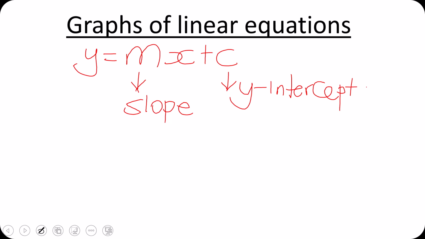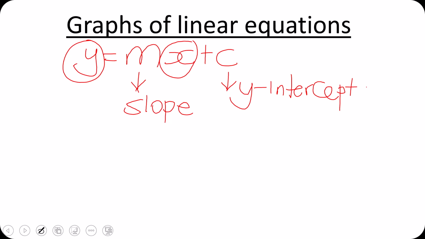So for a given line, m and c always remain constant, they don't change. But y and x vary, and we call them variables in this case. So they change from one point to another, but m and c do not change. As I said, m stands for the slope of the line, which is the steepness of the line, and c stands for the y-intercept, which is the point at which the line crosses or cuts the y-axis.